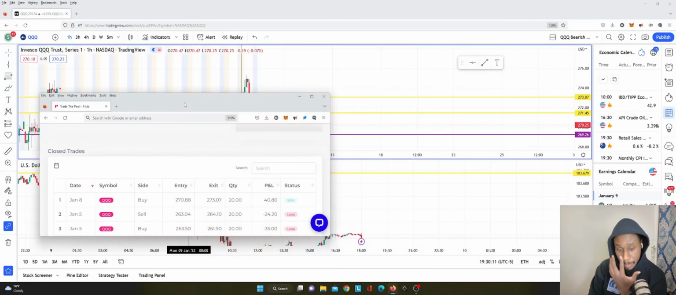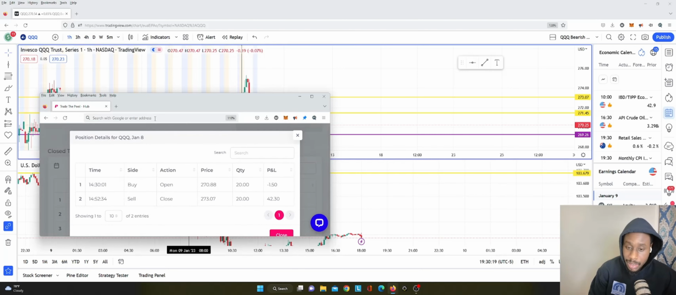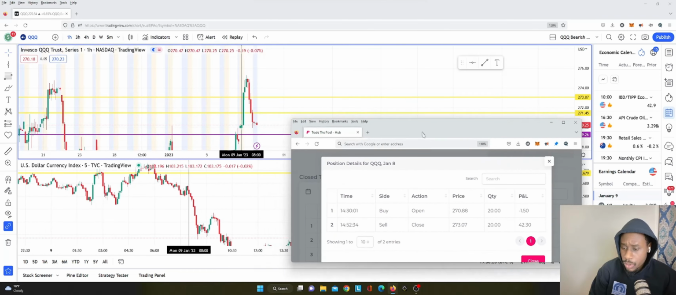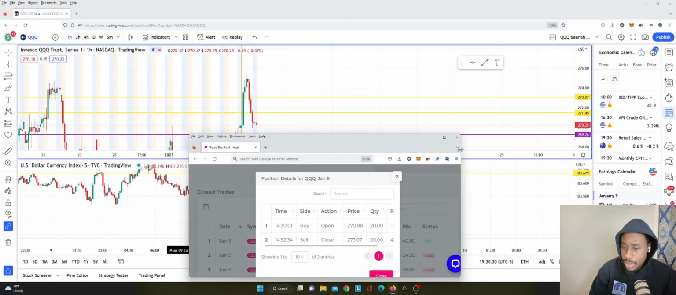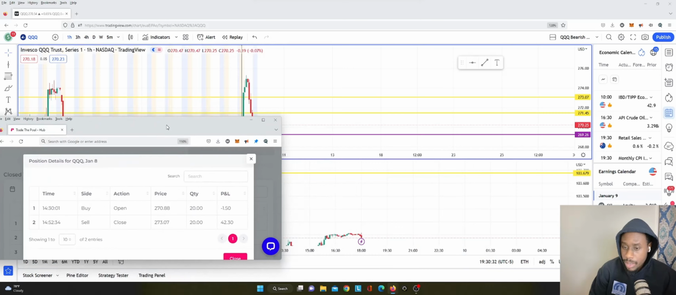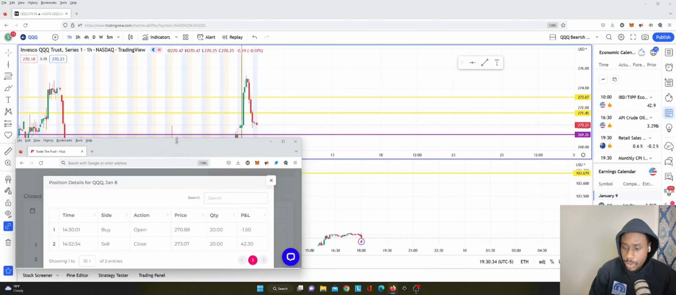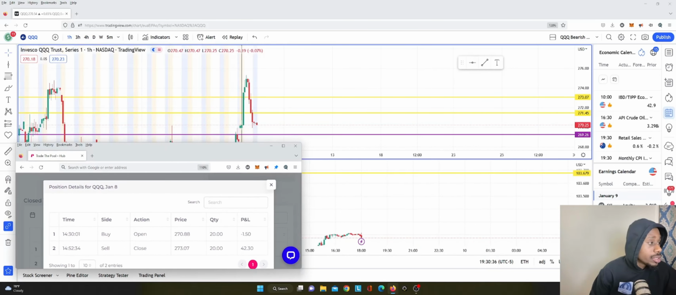So basically, today I only made one trade on the QQQ to the buy side, 20 shares. I entered at 270 exactly at 9:30 when the market opened, and closed it at 9:52. So let me show you exactly what was happening and the thought breakdown while I'm going into the trade.